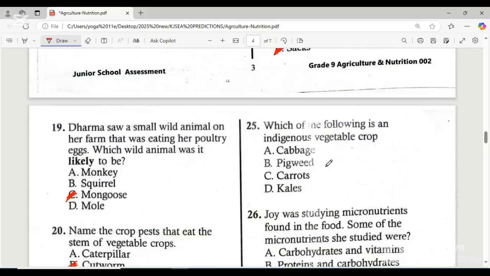Which of the following is an indigenous vegetable crop? Indigenous: cabbage, bigweed, carrots, kales. Bigweed is an indigenous vegetable crop.